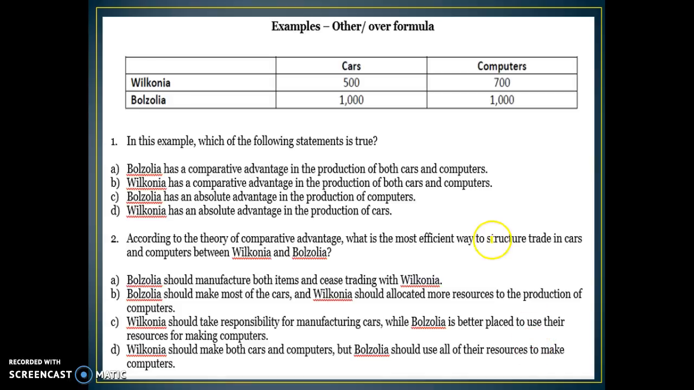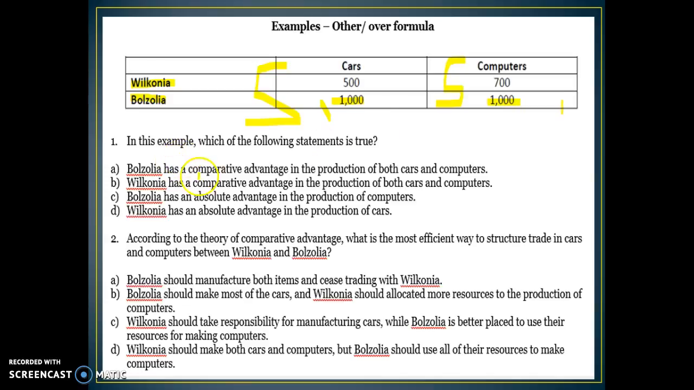So here's a better example just to show how it works. Two countries, we did this in class, Wilconia and Bolzolia. Clearly Bolzolia has absolute advantage in both products. It is quicker at producing both cars and computers. Because let's say they're just spending 5 hours doing both, then they're clearly able to produce more in both instances. They're both 1,000. So Bolzolia has absolute advantage.